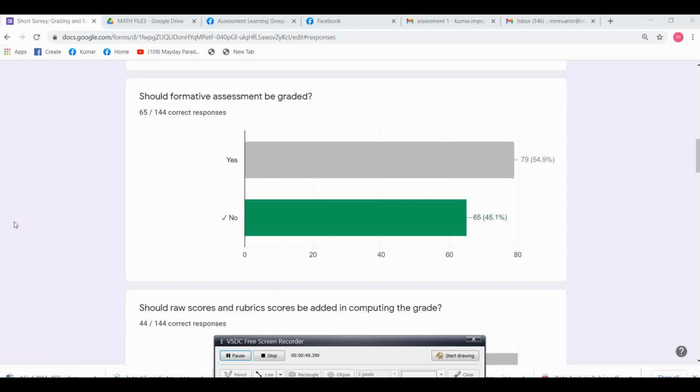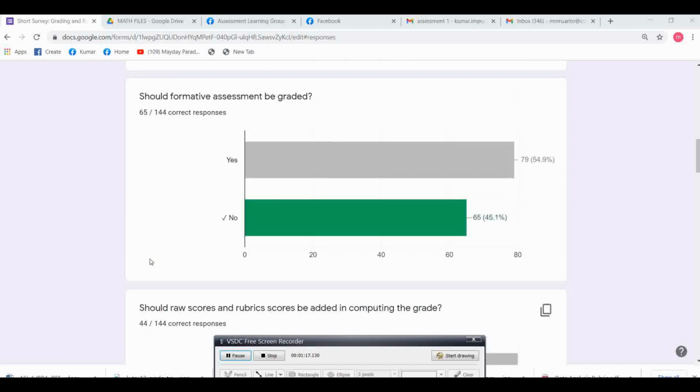The type of assessment that we need to include in our grades is the summative assessment, like the unit test, the long quiz, or the periodical exams. Those types of assessments will be included in the grades.